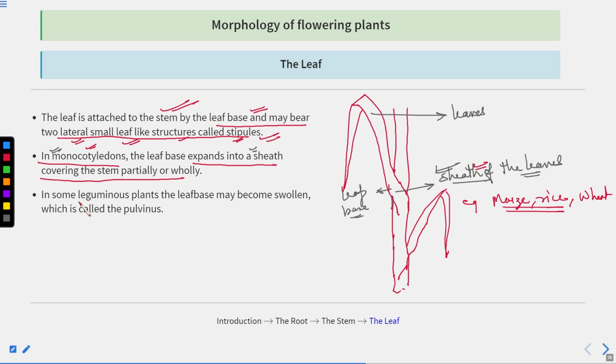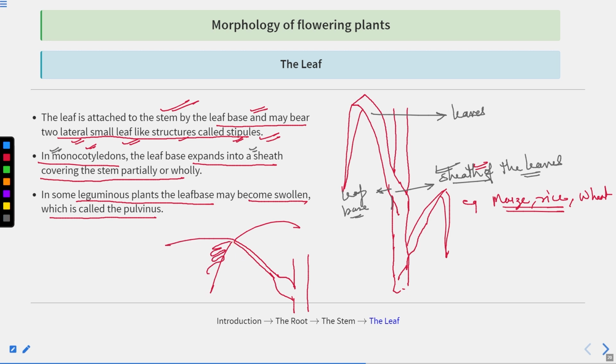Now, in some leguminous plants, the leaf base may become swollen, which is called pulvinus. So here we can see the pulvinus formation. This is one of the examples. I'm just drawing it. If you can tell me the name of this plant, very, very important, and you must have seen this. This is Mimosa pudica. In Hindi, we call it the chhui mui plant. So this is the leaf base that is converted into a pulvinus.